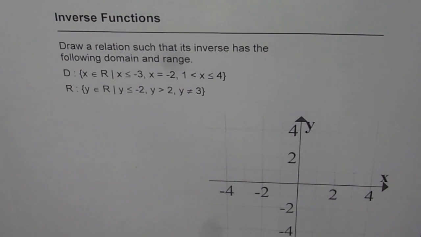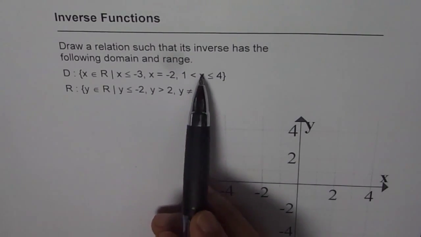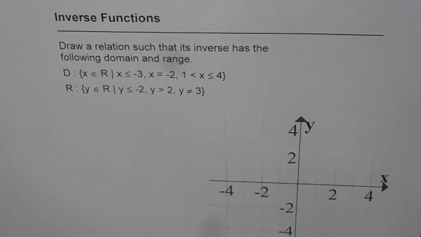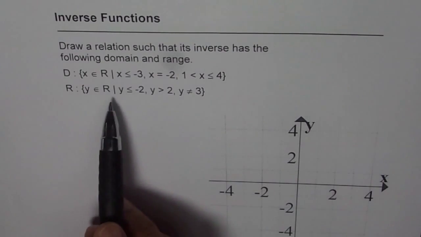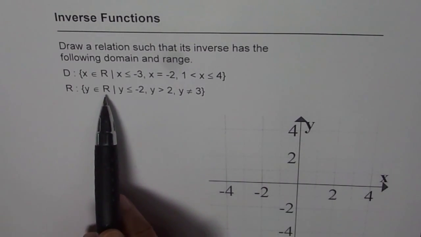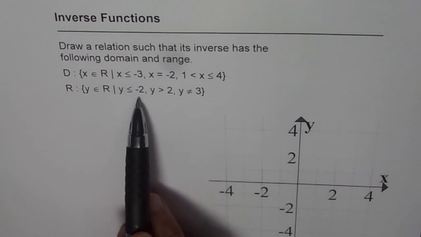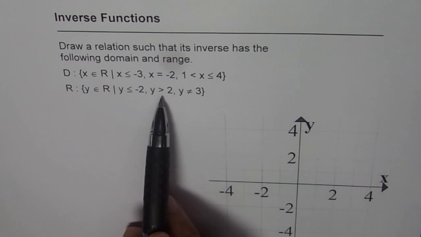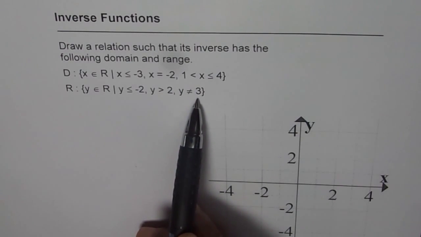Draw a relation such that its inverse has the following domain and range. Domain for the inverse is x belongs to real numbers where x is less than equal to minus 3, x equals minus 2, and x is greater than 1 but less than equal to 4. The range of the inverse function is y belongs to real numbers where y is less than equal to minus 2, y is greater than 2, and y is not equal to 3.